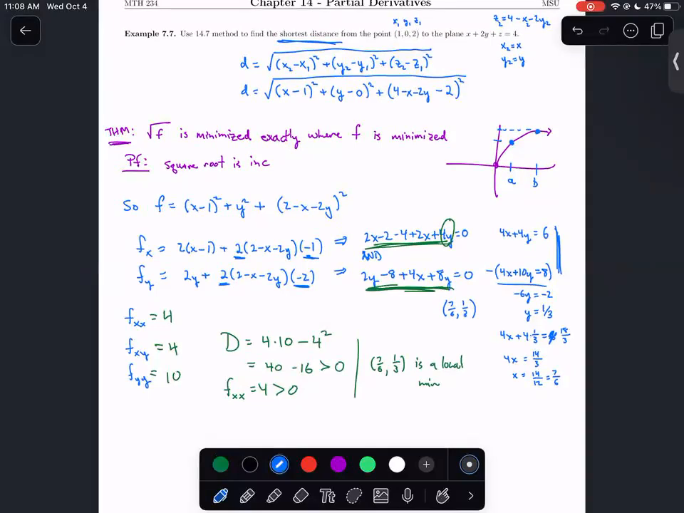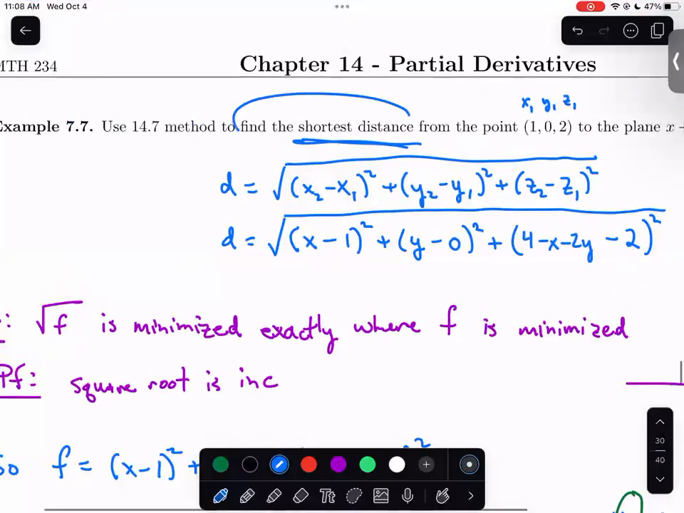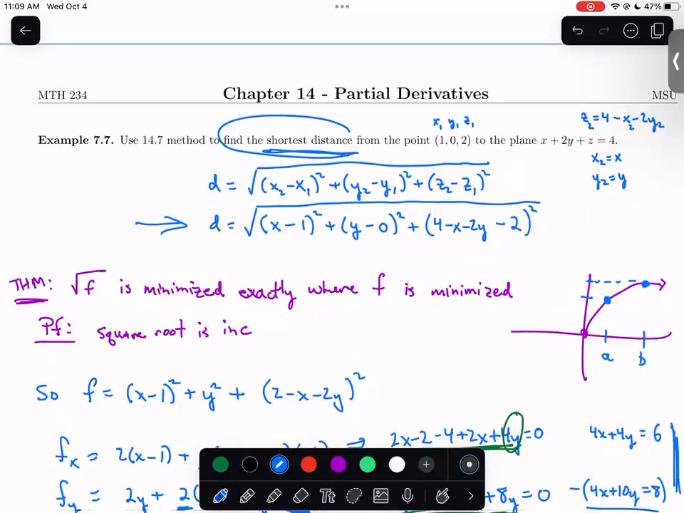Now, I'm basically done. However, the question doesn't ask, where does the minimum occur? The question asks, find the shortest distance. So now I know where the minimum occurs, where that shortest distance is. But when I actually want to find the shortest distance, well, now I need to go back and plug it into my distance formula. If you plug it into f, it won't quite give you the right answer. It'll give you the distance squared. So notice this theorem says the square root of f is minimized exactly where f is minimized. It's not saying that it'll give you the same number out. You're missing a square root, but the location is the same.